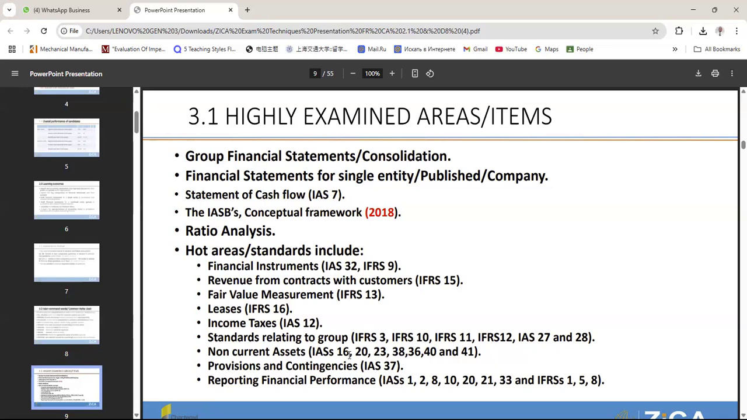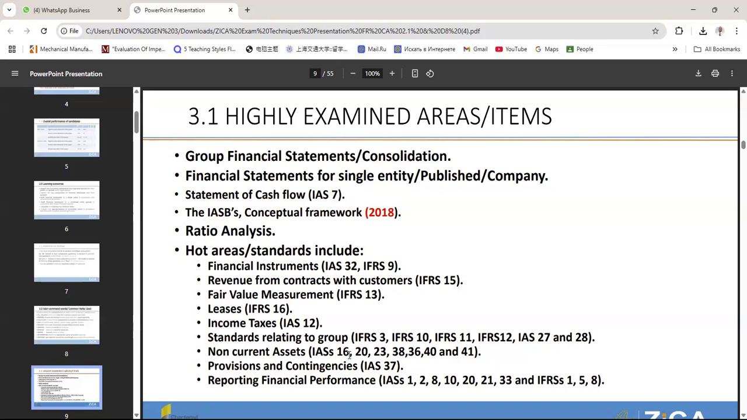IAS 41 was tested last sitting. It's on agriculture. So it covers three items, starting with biological assets. I was surprised when I was going through the examiner's comments. The examiner indicated that students failed to answer a question on biological assets. So basically biological assets are the living animals or plants. Then apart from that, it also talks about agricultural produce, those which you get from the biological asset. And of course, the grant is measured at fair value.